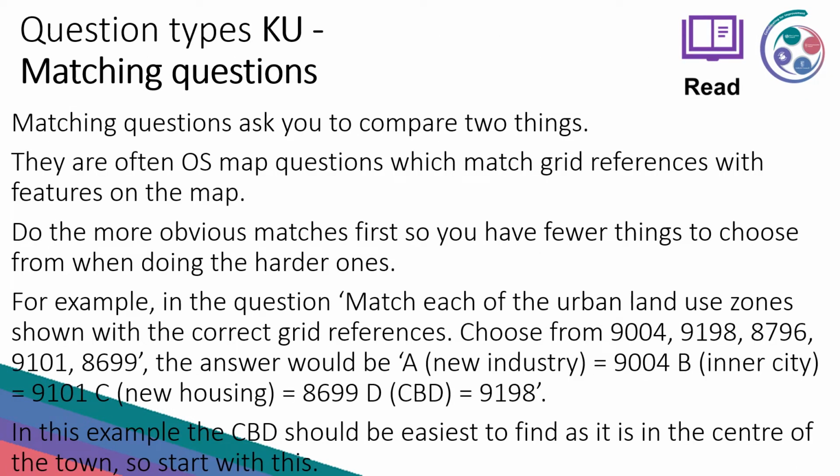So our next type of KU question is a matching question. Matching questions are as you compare two things. They often use OS map questions to match grid references. Do the more obvious matches first to make it easier for you. This one, for example, they're saying you are asked to match each of the urban land use zones with the correct grid references. So this example, the CBD would normally be the easiest one to find, so go for that one first, is what they're suggesting.